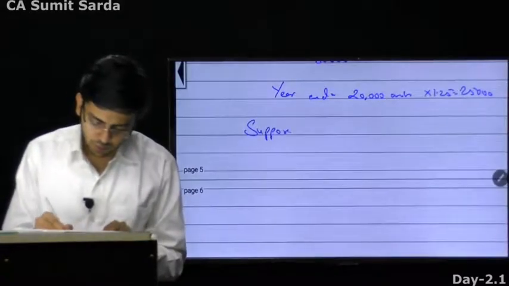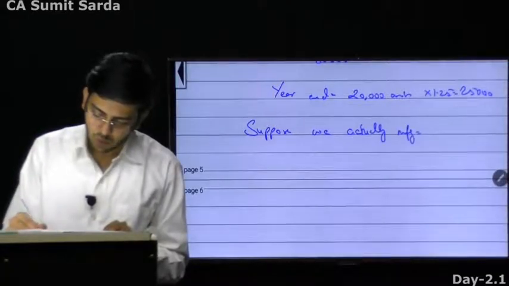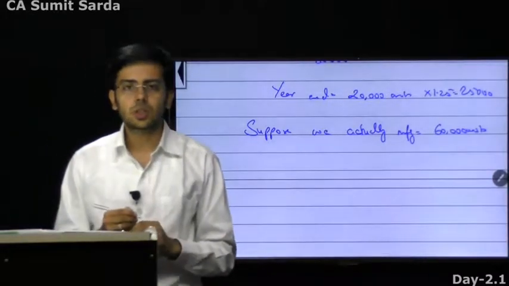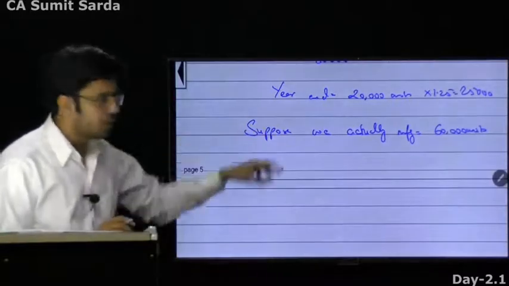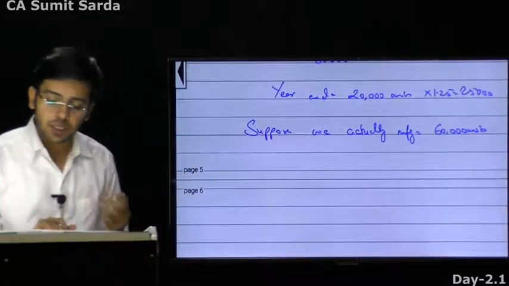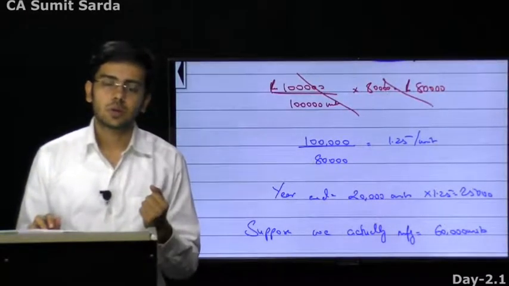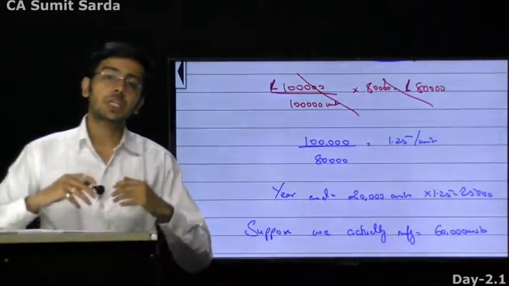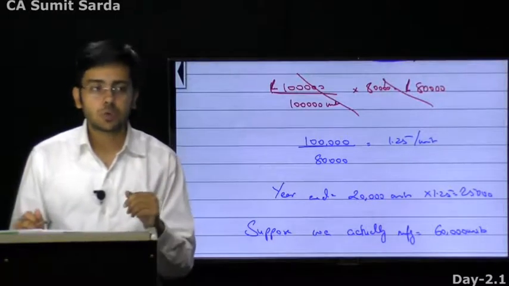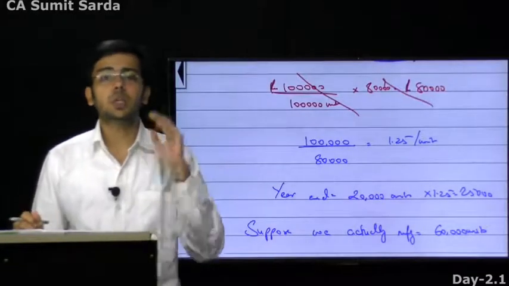Suppose we actually manufacture only 60,000 units. So don't you think that 1 lakh rupees should actually be divided by 60,000 units? But think, as an auditor, I have a doubt. When the market demand was 80,000 units, why has the company manufactured only 60,000 units? 20,000 units were not manufactured because of various reasons. One of the reasons could be machinery failure. One of the reasons could be a labor strike. All such reasons are considered to be abnormal in nature.